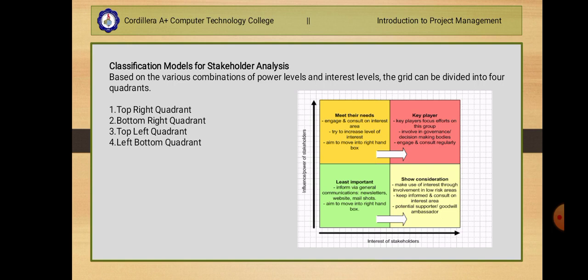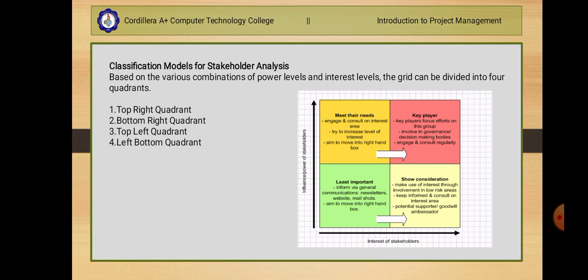So we have also the top left quadrant. So the stakeholders on the top left quadrant have high power pero low interest sila. So they can be managed by keeping them happy. So for example, by making sure that yung interest nila and yung mga opinions nila are taken into consideration, kino-consider mo rin yung mga opinions nila or yung mga gusto nila. Okay? So parang show consideration. And for the least important, you have light communications via general communications, newsletters, website, mails that aim to move into the right. And yan.